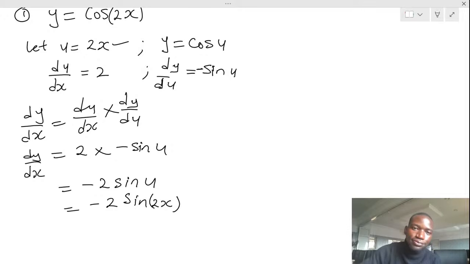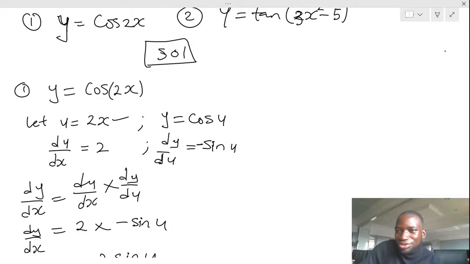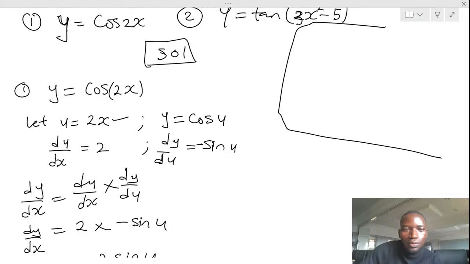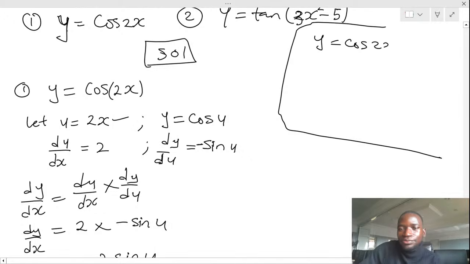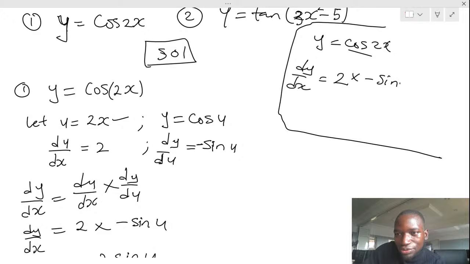That is the answer. All right, let me give you a short trick to solving this kind of question. It's still the same short trick for chain rule. What's the short trick? y equals cos 2x. Differentiate what is inside. If you differentiate 2x, you're going to have 2. Then differentiate the cos function. That will give you minus sine, and add your 2x there. That's minus 2 sine 2x. That's the answer. So that's how short it is.